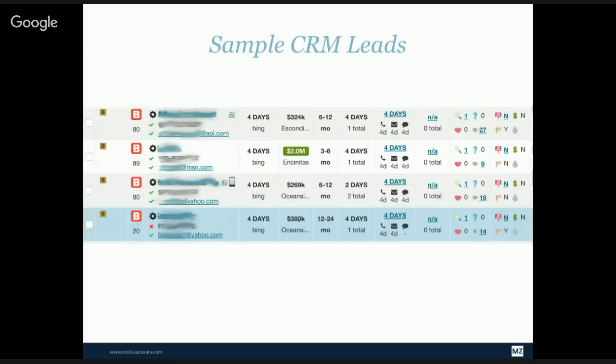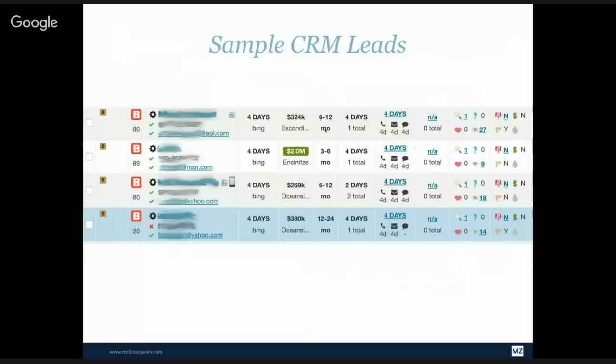And then this is what they're looking for. So this is really helpful to me, right? So this one's looking for 324,000, which is the average in Escondido, 2 million in Encinitas, 269,000 in Oceanside. I'm in North San Diego County, I think I mentioned that, and 380,000 in Oceanside.